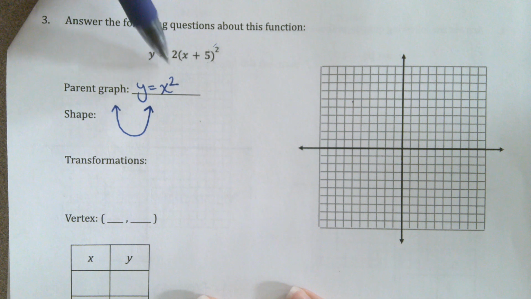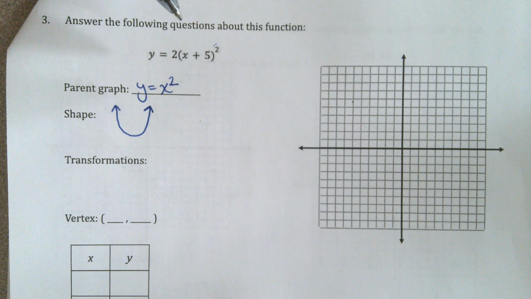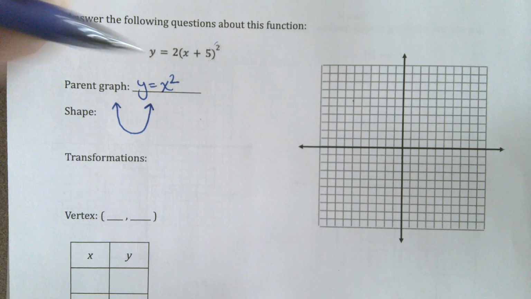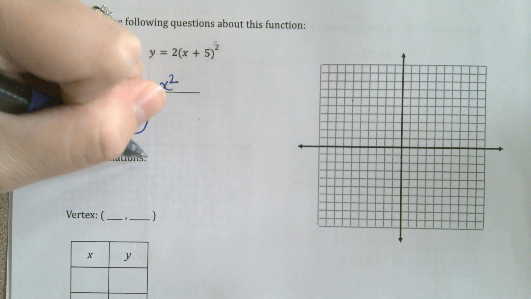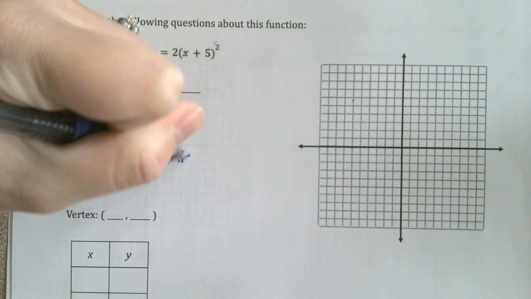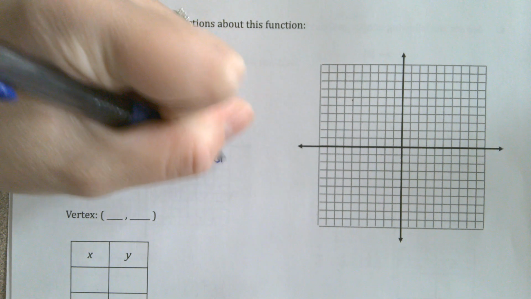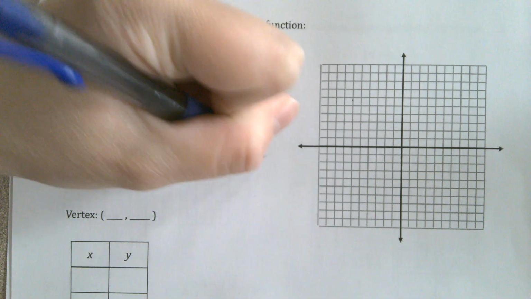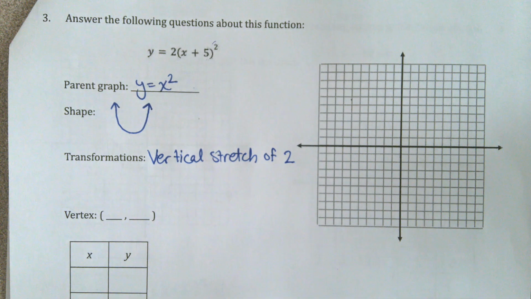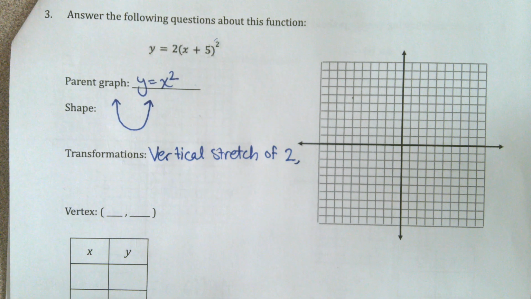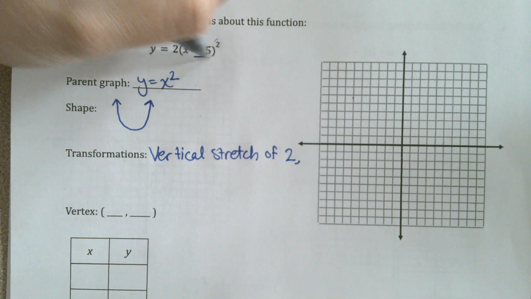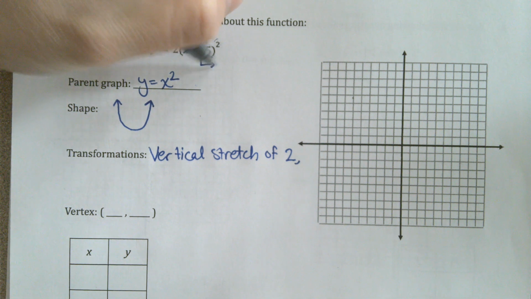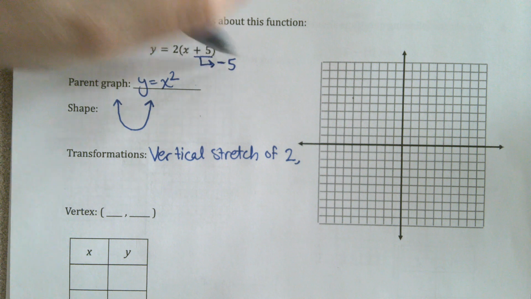We have this 2 out in front here. We just learned this week, so it is still feeling pretty new. But remember, when you have a whole number in front that is bigger than 1, that creates a vertical stretch of 2. And then we also have the plus 5 in parentheses. When we have the x plus 5, we read this as a minus 5, so that means left 5.